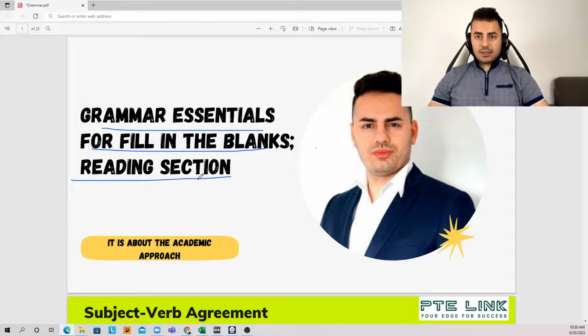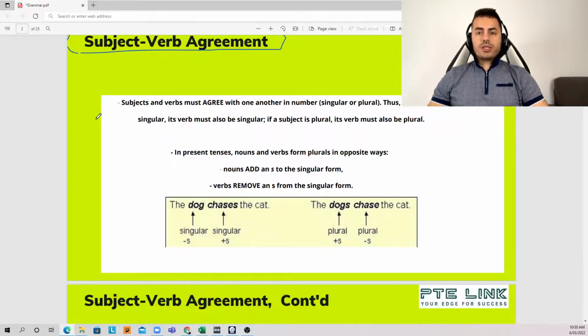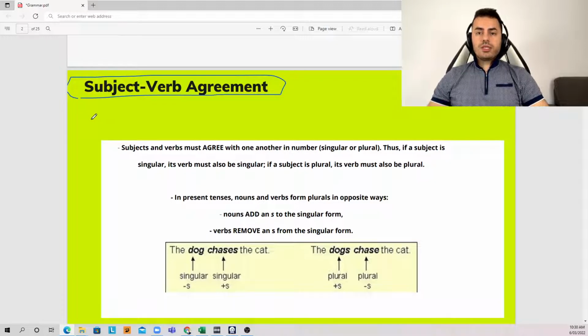Let's get started quickly with the first, very basic rule that you have to be aware of: the subject-verb agreement. What is the subject-verb agreement? In English, there is an agreement between the subject and the verb, and this agreement must be maintained in any sentence as per the given rule.